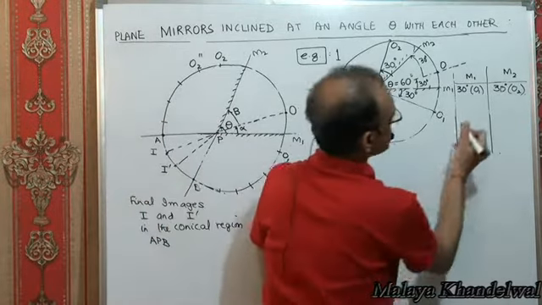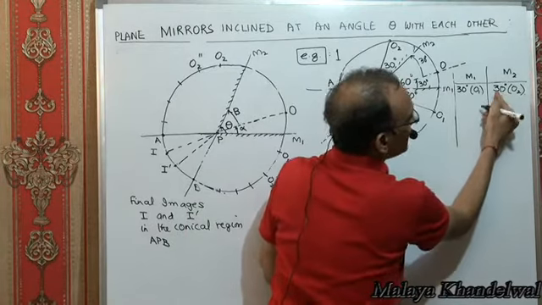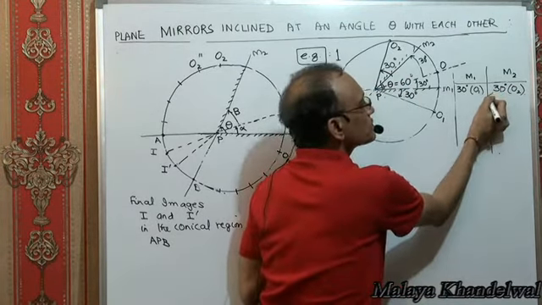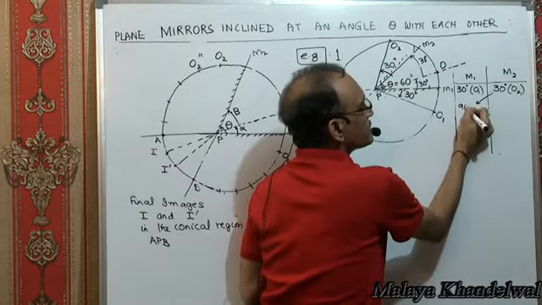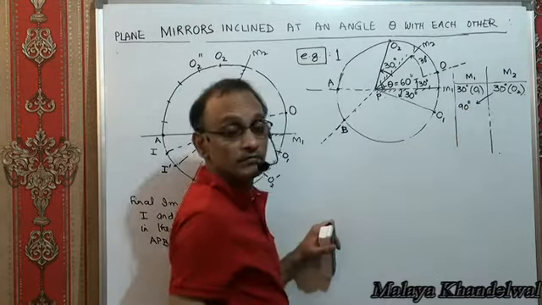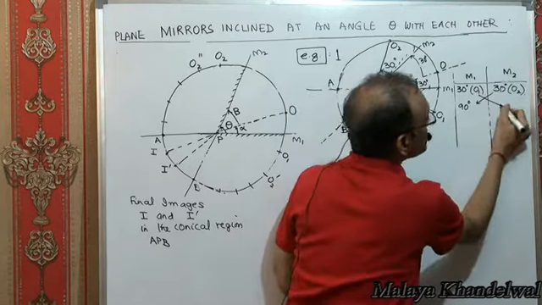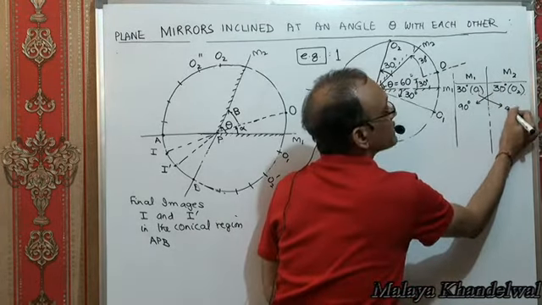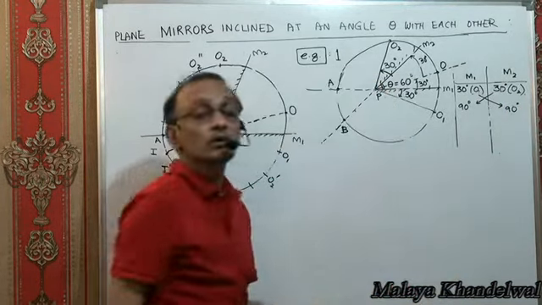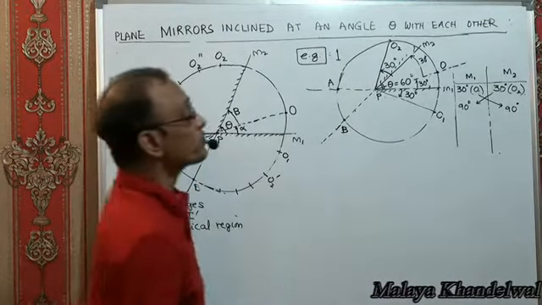As simple as this. I add 60 degrees to this, I get 90 degrees from M1, the next image, second reflection from M1. I add 60 degrees to this, I get 90 degrees from M2, second reflection from M2.